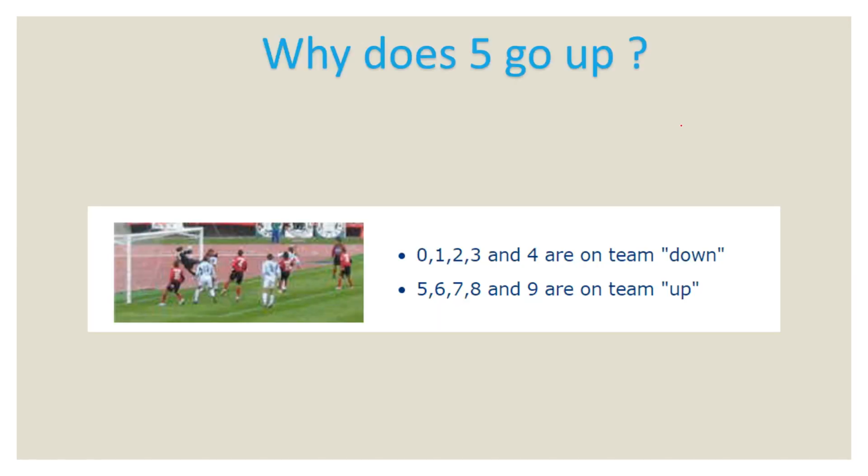Why does 5 go up? 5 is in the middle, so we could go up or down. But we need a method that everyone agrees to. So here, think about sport. We should have the same number of players on each team, right? So now here, 0, 1, 2, 3, 4 are on team down, while 5, 6, 7, 8, and 9 are on the team up.